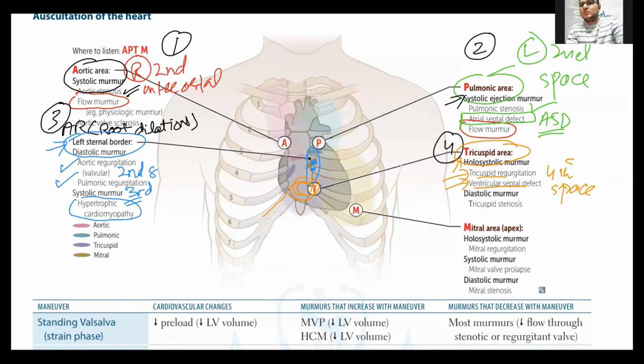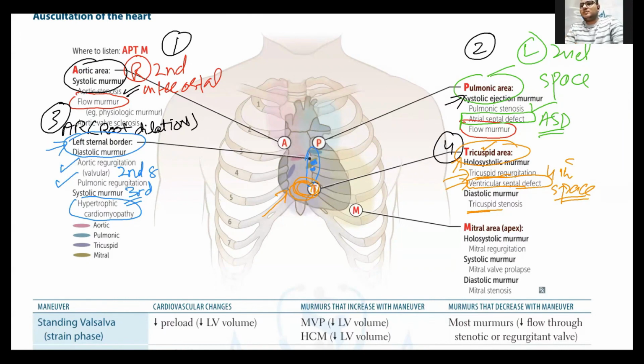You can see this includes the right ventricle and left ventricle, this area. So the septal defect and the right ventricular tricuspid valve, both are appreciated in this tricuspid area, which is the fourth intercostal space. Remember this, you can write it in your book. Tricuspid is the fourth intercostal space. And next, very important, tricuspid stenosis is also appreciated in the tricuspid area. Remember from the word tricuspid, tricuspid regurgitation and tricuspid stenosis, both in the tricuspid area, and the one that is new is the ventricular septal defect, because it is just between the right and left ventricle, this septum. So this defect is also appreciated in the tricuspid area.